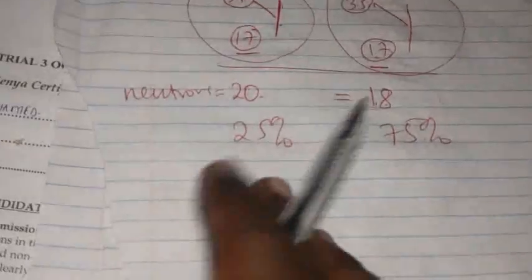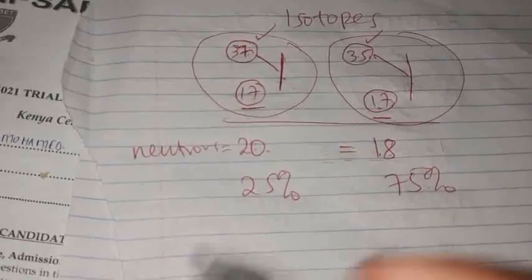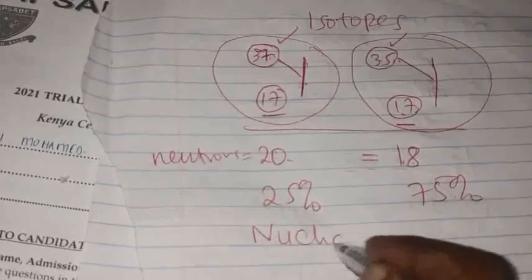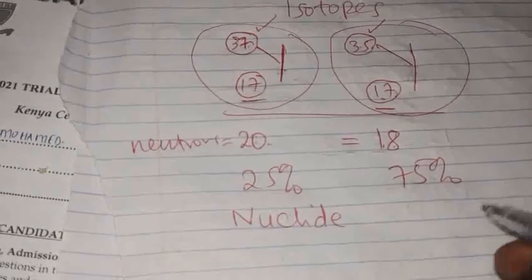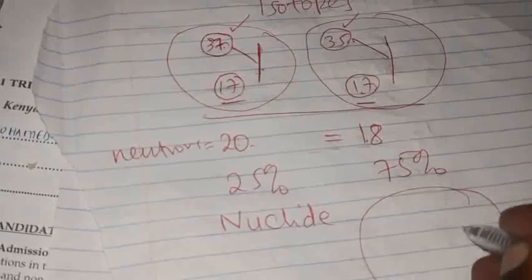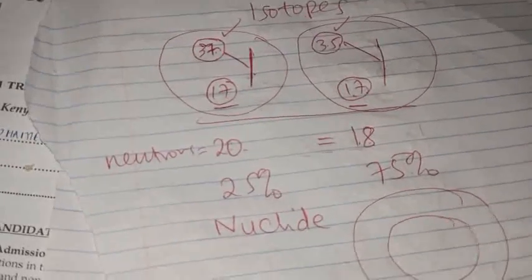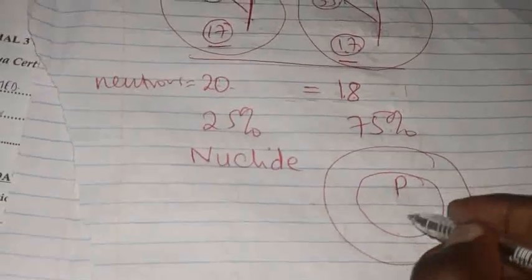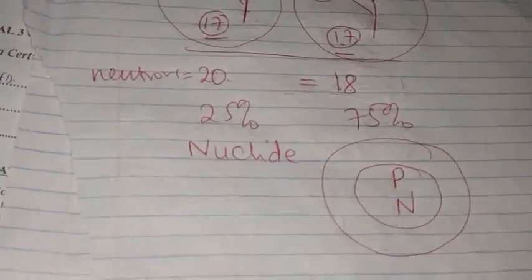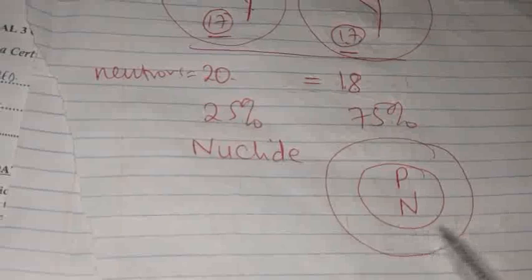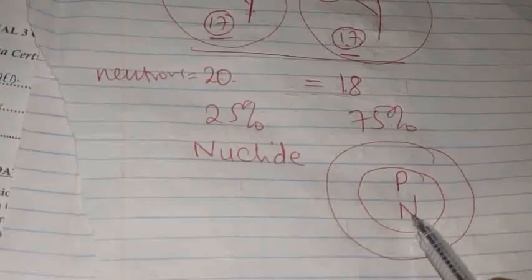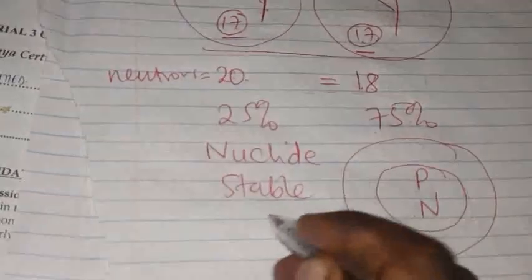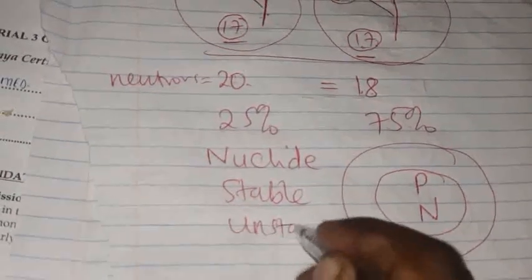Okay, you can also talk about nuclides. I've said a nuclide can only be characterized by two very important particles. If this is our atom, and we talk about this as our nuclide, it must be characterized by the proton number and the number of neutrons. So this nuclide is carrying protons and neutrons. It can either be stable or unstable.